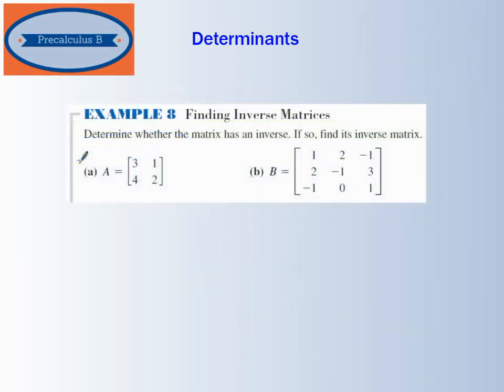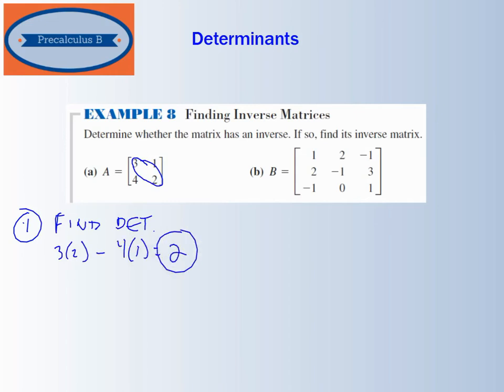So now we ask ourselves to find the inverse matrix for a couple different matrices. But first off, we want to know, does an inverse exist? So step 1, find the determinant. I'm just going to write DET for determinant. If the determinant does not equal 0, then there is an inverse. So AD, 3 times 2, minus 4 times 1 is going to give me 2. 2 does not equal 0, therefore an inverse does exist.